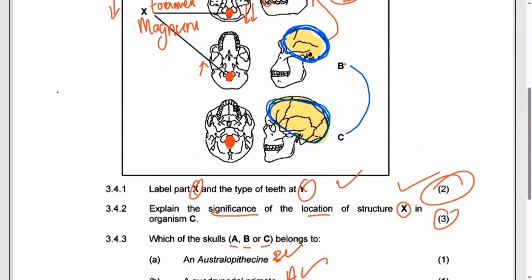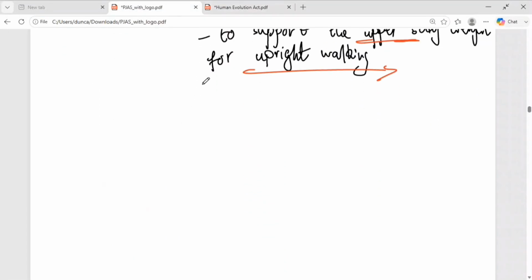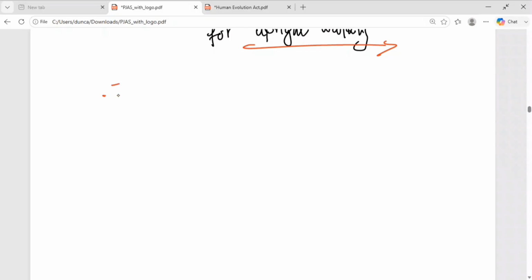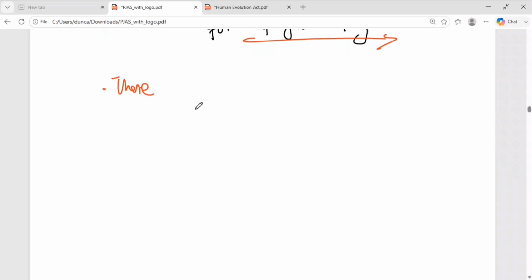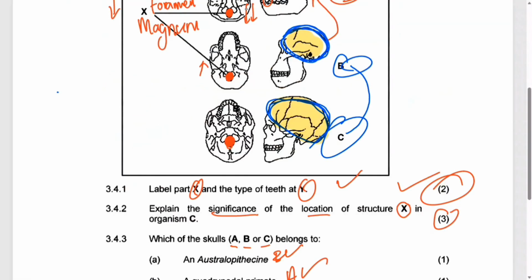It means that now we are moving from B to C. So there is an increase in the cranium size. From where? Let us check the question.